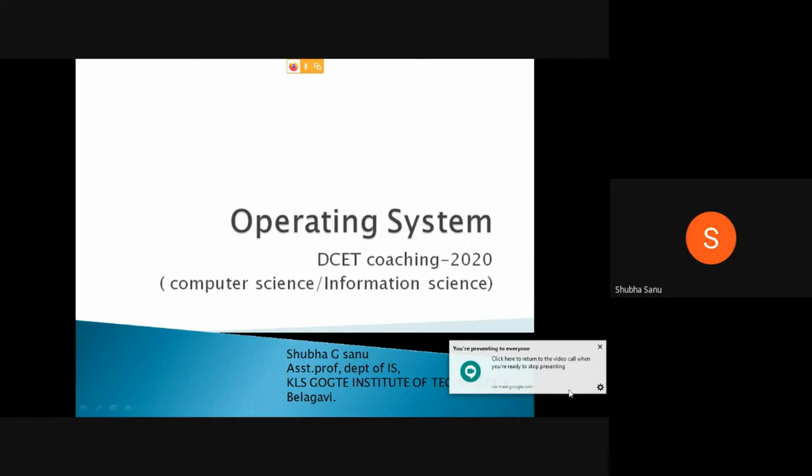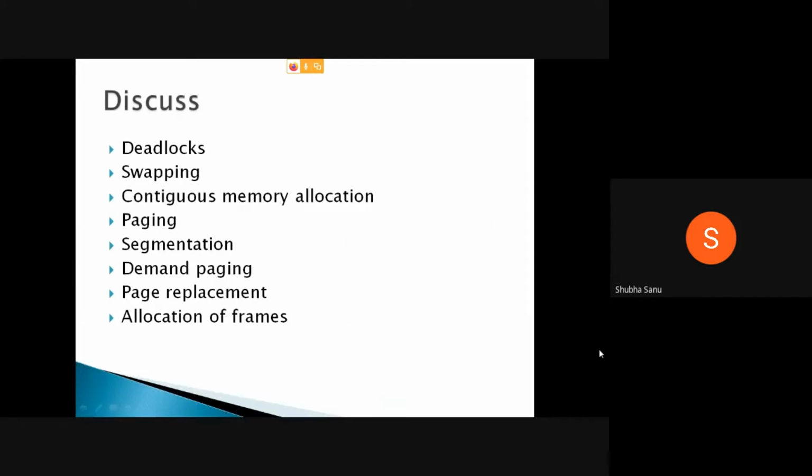Hello students, we will discuss a few points related to operating system. So here in this video we will discuss about deadlocks, swapping, contiguous memory allocation, paging, segmentation, demand paging, page replacement and allocation of frames.